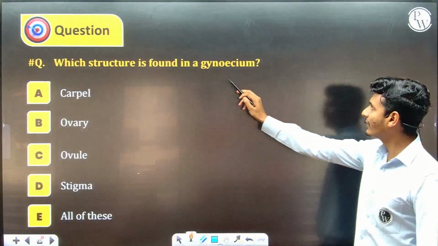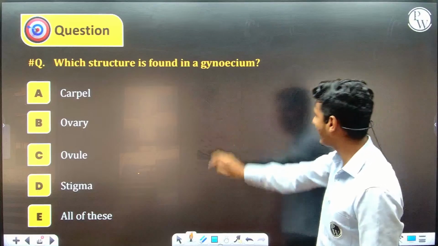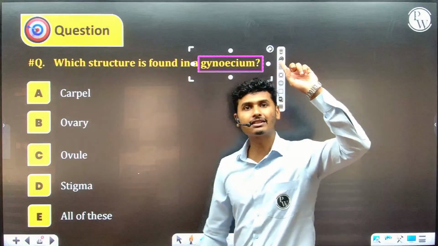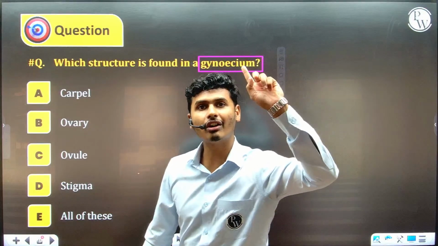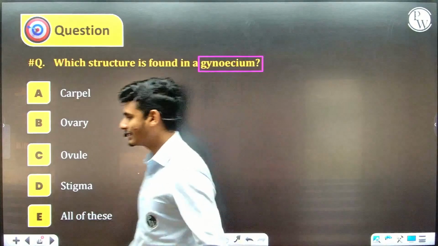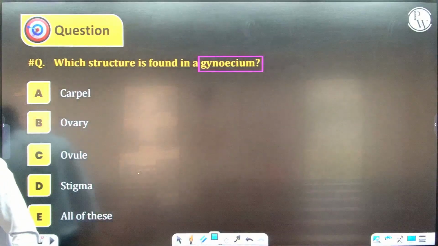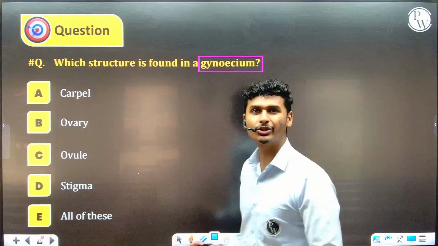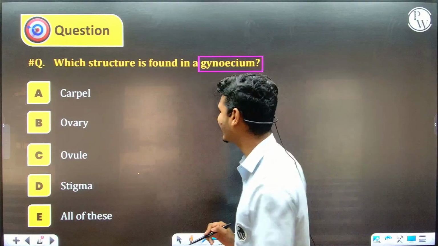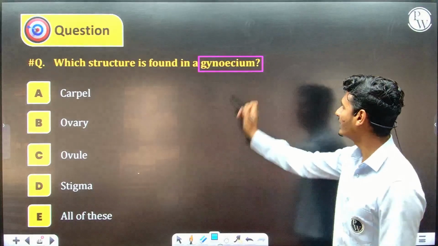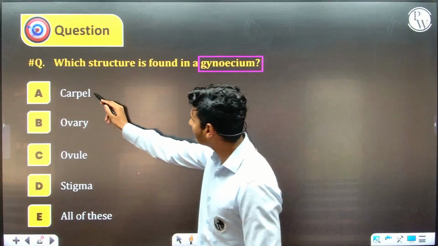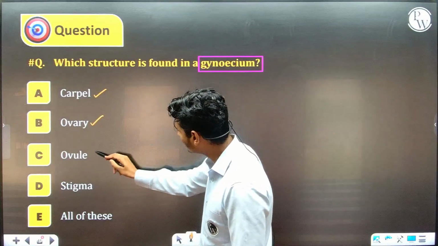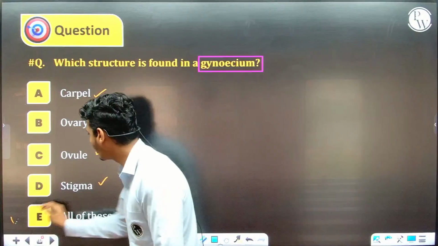Which structure is found in the gynoecium? Not androecium, they are saying gynoecium. Remember the structure of the flower. Try to answer the question. We have slides for questions also, but important and difficult MCQs I write into the slide. So, which structure is found in the gynoecium? Carpel, yes. Ovary, yes. Ovule, yes. Stigma, yes. It means all of the above.